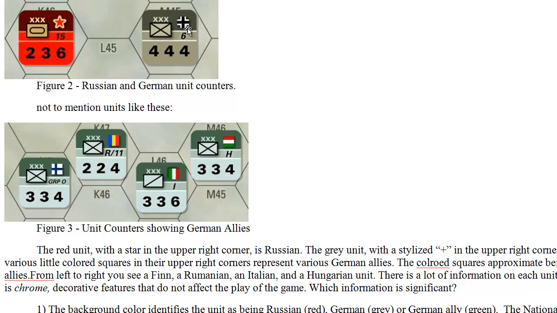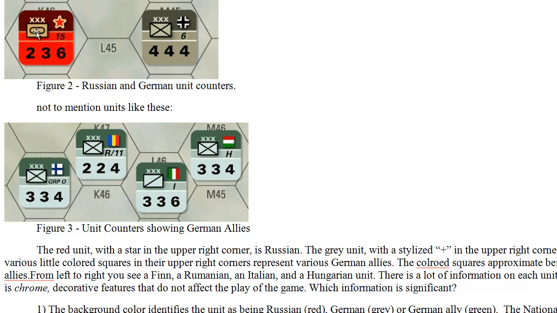There are only 2 types of units in the game in terms of ownership: Russian, and all these 5 are German. They may have had troops from other countries in them. All those units, the gray and the blue-green, belong to the German player. The red units belong to the Russian player. The circle or X or cross, the type of unit, has no effect on play.